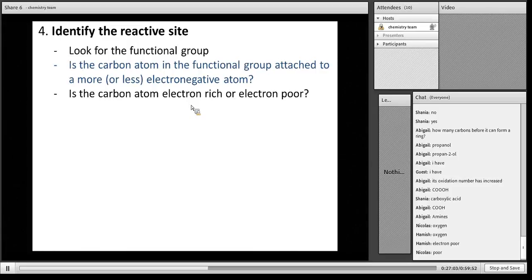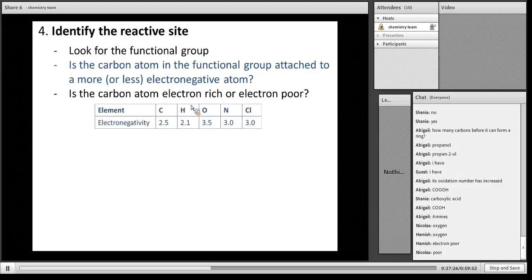So if it's electron poor, what sort of thing is it going to attract? Something that's rich in electrons or something that's poor in electrons? In other words, is it going to attract something that's more positive, or is it going to attract something like an anion or something with lone pairs? Okay, so if it's electron poor, it means it's partly positive, so it's going to go for something that's rich in electrons, like an anion.